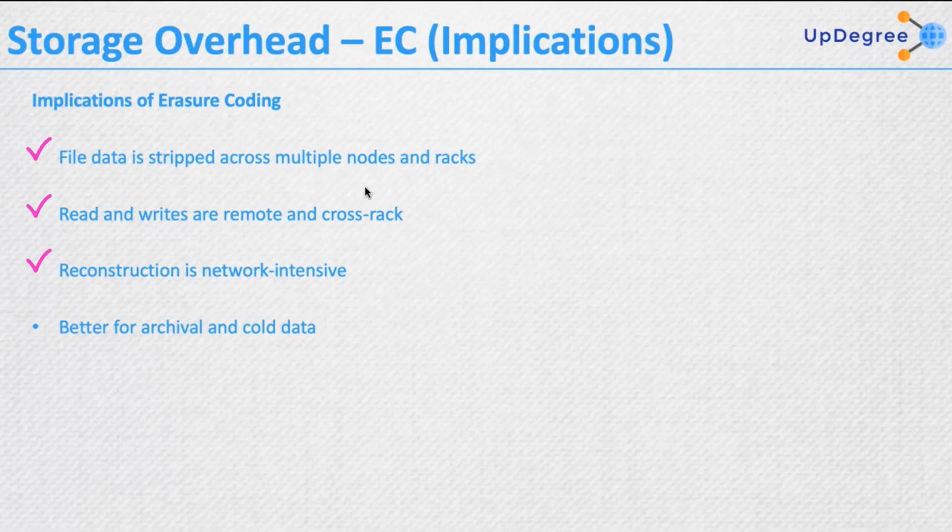This is the one: reconstruction is network intensive and CPU intensive, because yes, parity cells have to be converted, then they talk to each other, so it becomes network and CPU intensive. Better for archival and cold storage. The replication factor is for normal storage, but when we come to the parity blocks, it is better for archival and cold storage.